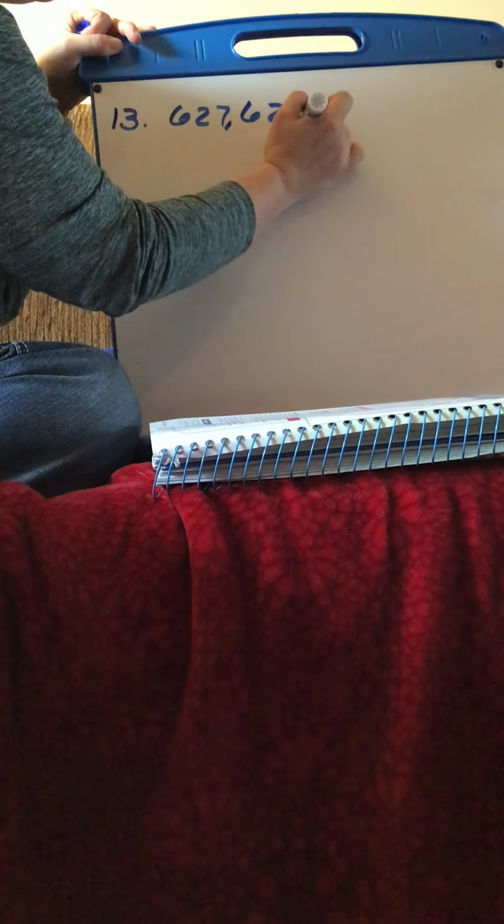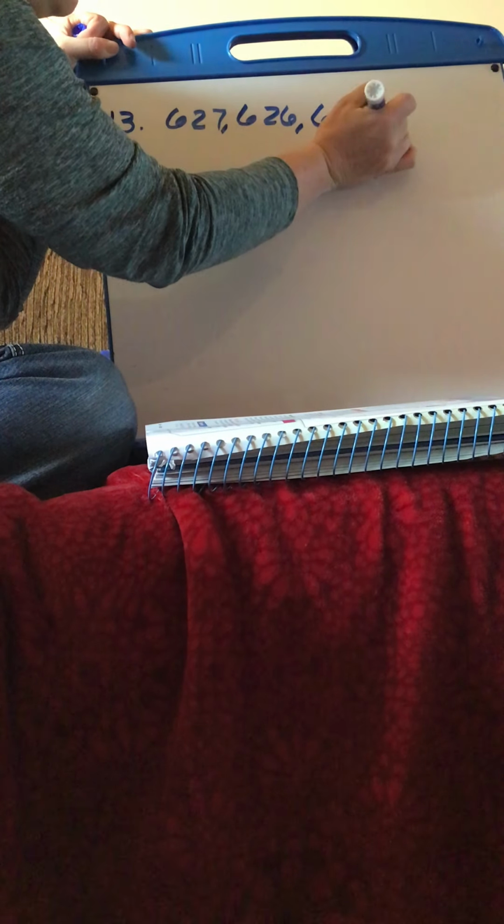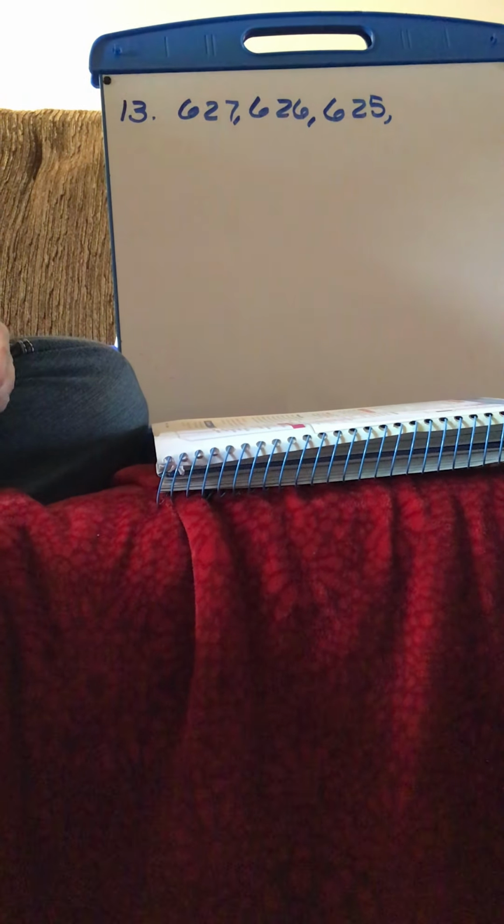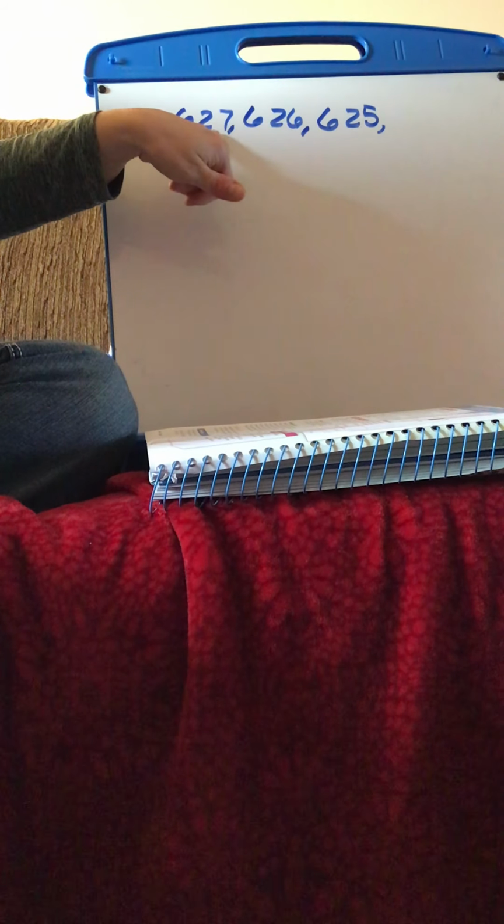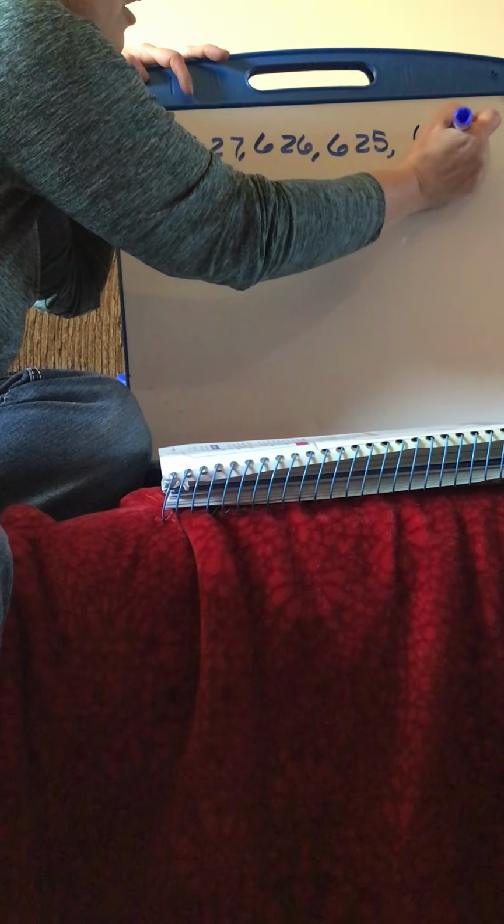Okay, got just a couple more problems to do, and then we'll be done with this page. So number 13. Let's see what we got for number 13. We have 627, 626, 625. What would be the next number in our pattern? Well, the only number that's changing is the 1. 7, 6, 5, 4. So your answer would be 624.